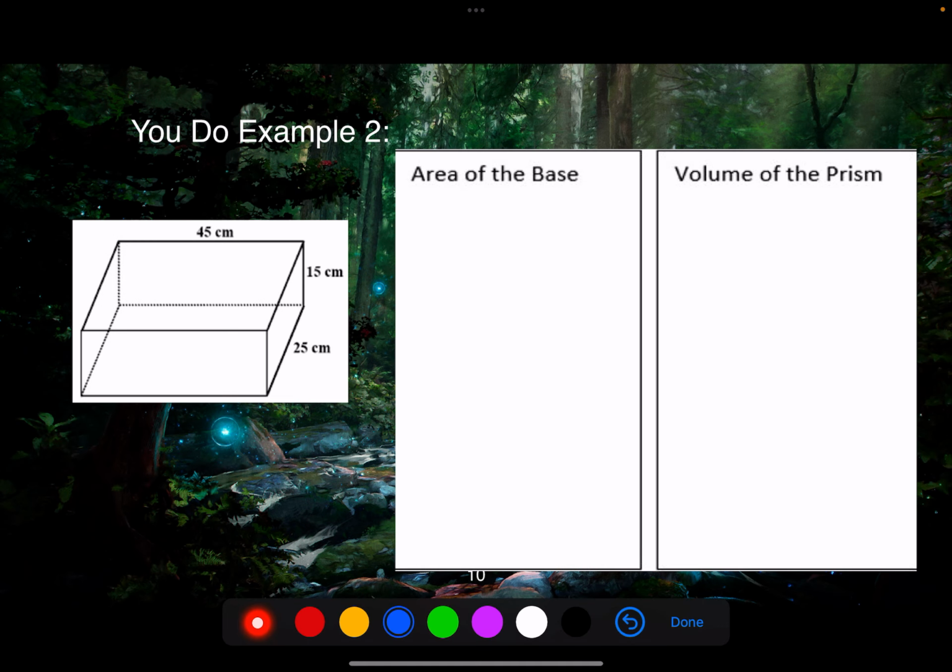So let's go ahead and move on to our next one. So this is a you-do. So you're going to go ahead and solve this one on your own. You can use the steps from the previous one. Okay. Again, what shape is this? A rectangular prism.